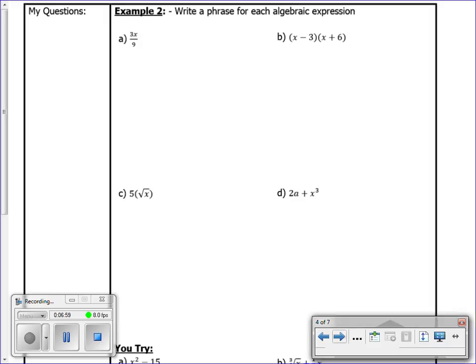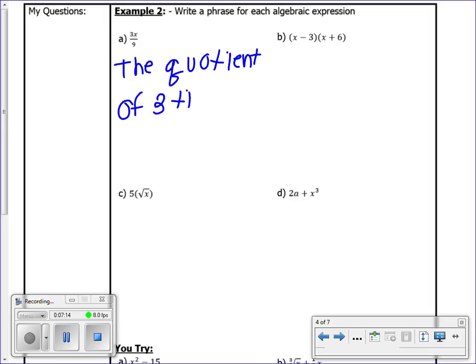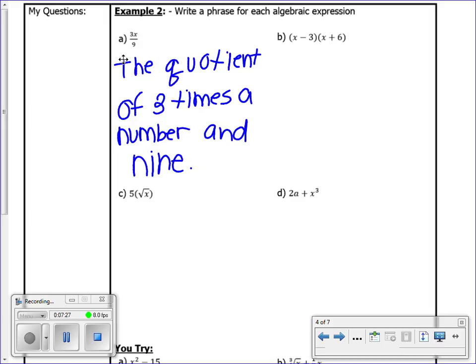So if we look at letter A, you can say the quotient of 3 times a number and 9. The quotient is telling us to divide. 3 times a number is your numerator, and is where your division sign goes, and 9 is your denominator.